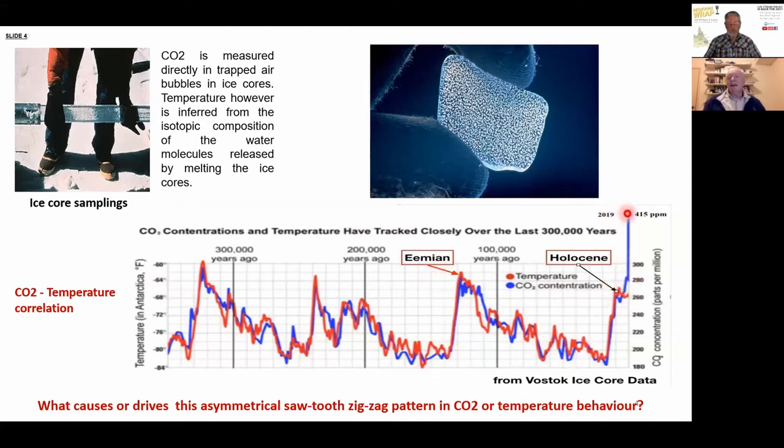This rocketing up here, up to 415 parts per million, is largely due to man-made CO2 being introduced into the atmosphere for the first time since the Industrial Revolution. So without that, we would expect this to drop down again over here, but there's been a significant introduction of man-made CO2 to drive it right off the top of the diagram here.